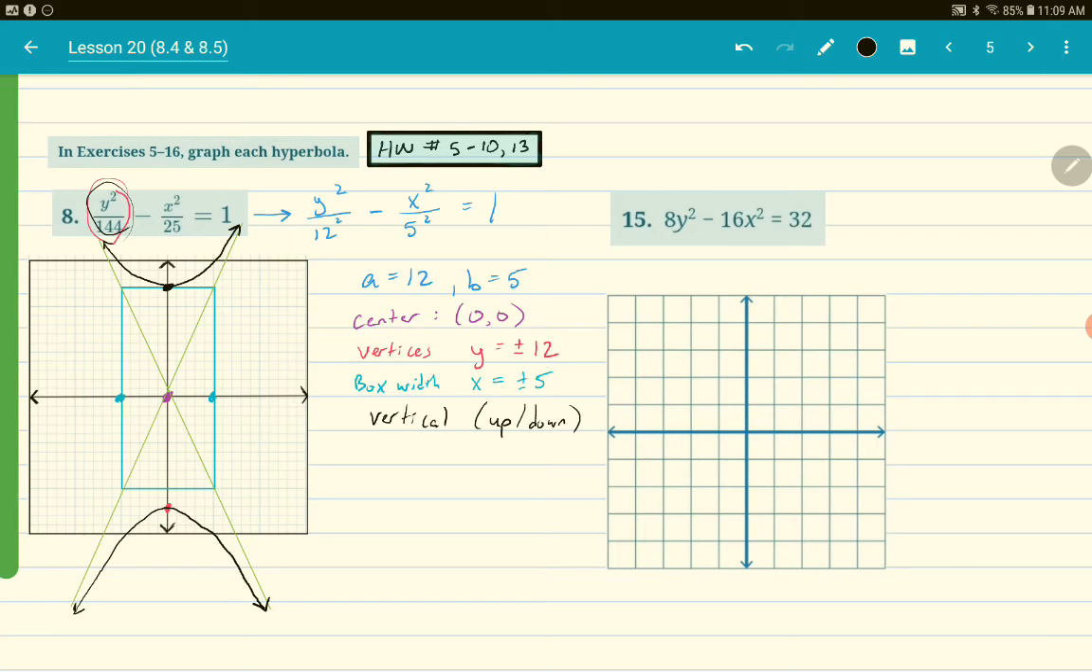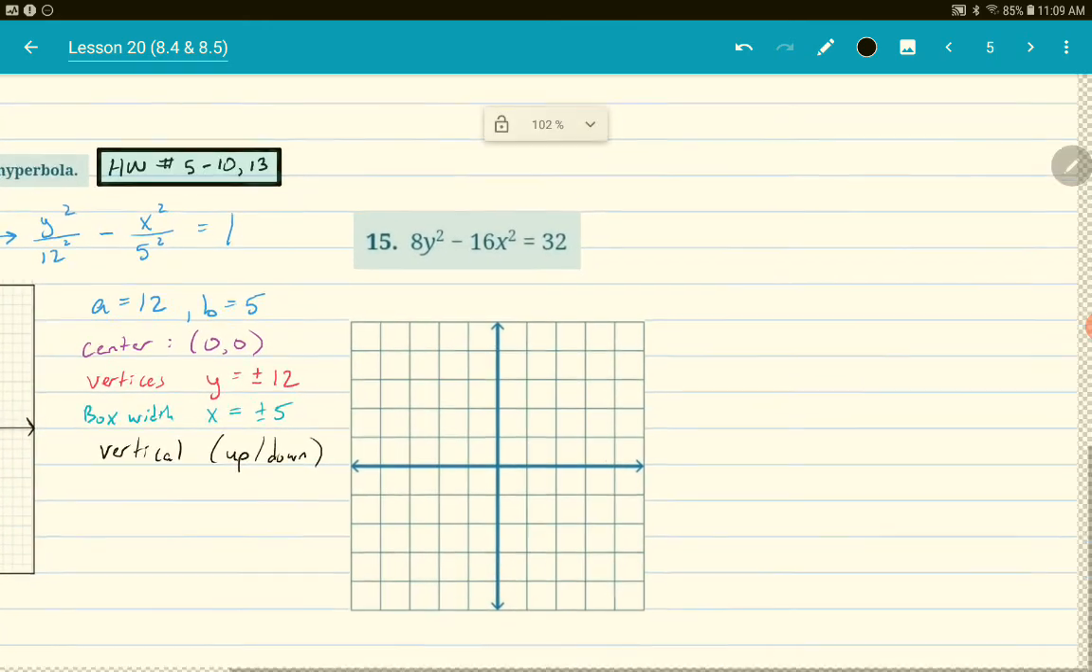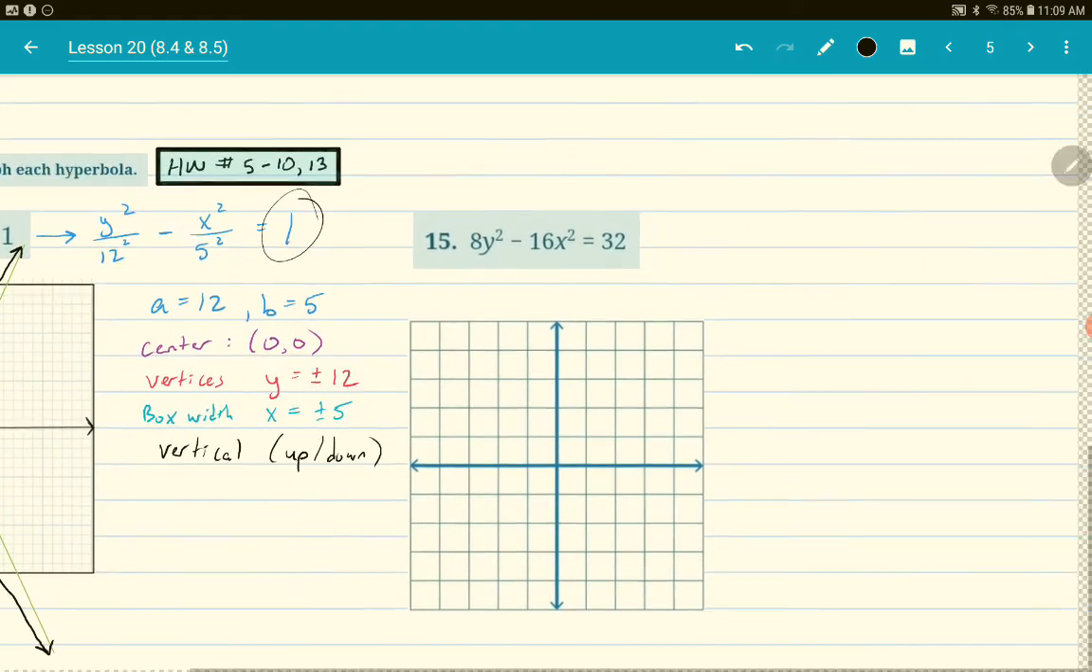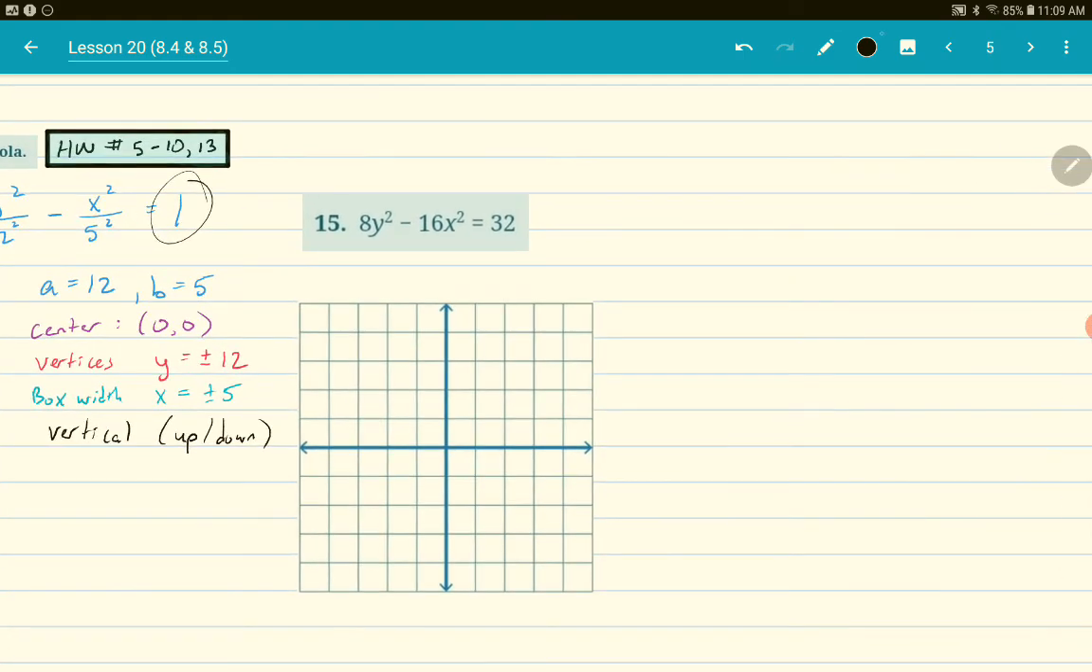All right, now let's go on to number 15. 15 is a little bit different because this time I don't have 1. Remember, our equation always has 1 on the right-hand side. Well, with 15, I don't have it equal to 1. So the first step I have to do on 15 is divide everything by 32. 8 divided by 32 is 1/4, so that's y squared over 4. 16 divided by 32 is 1/2, so that's x squared over 2. And then 32 divided by 32 is 1.